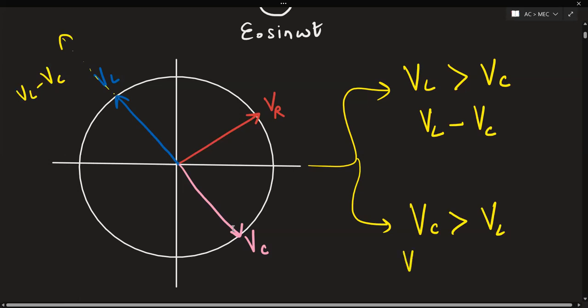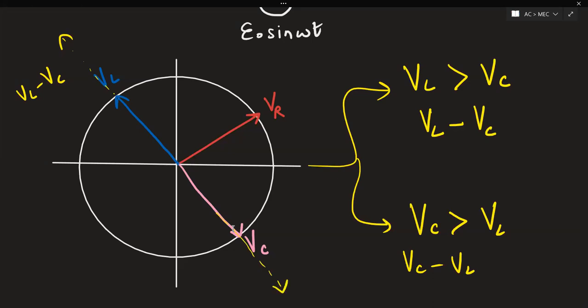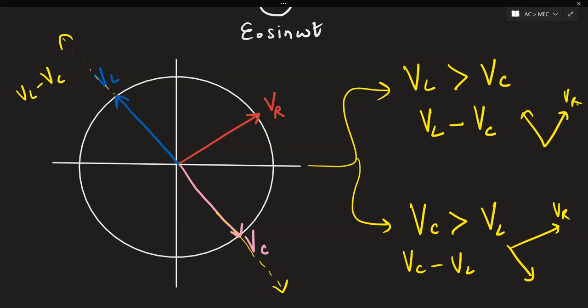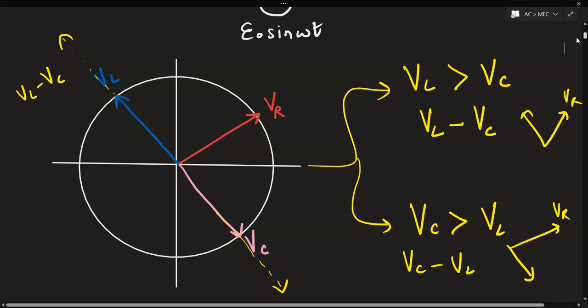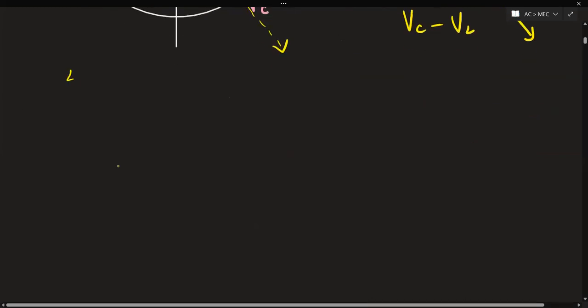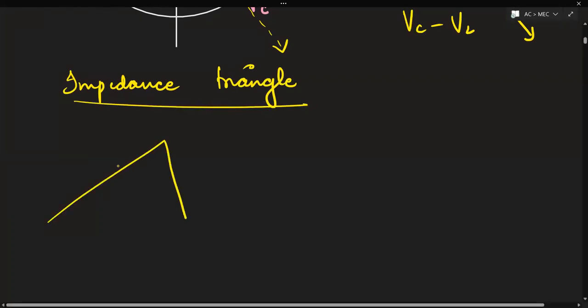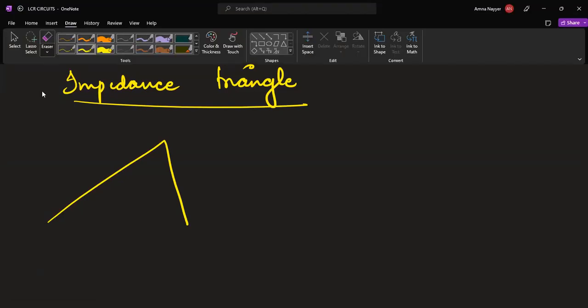If the other is the case, then you will write VC minus VL. Here the resultant is towards this side. In this case you get a graph like this. This becomes VR and this becomes VL minus VC. Here you have VR and here you have the resultant VC minus VL. Like this only, you have to write it in your answer. Now for the solving part, you require an impedance triangle. The impedance triangle is basically a right-angled triangle.